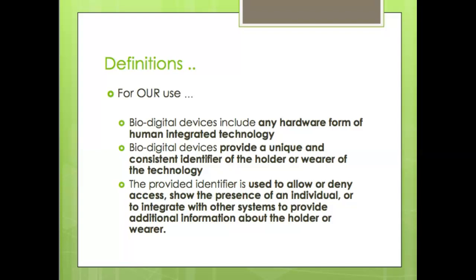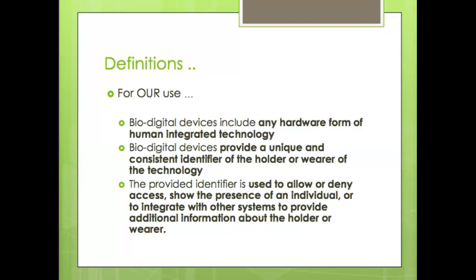Biodigital devices provide a unique and consistent identifier of the holder or wearer of the technology. So everyone's biodigital device must be able to tell you one person from another, and it must also be consistent. So it can't tell you that's Brian 1 minute and then come back with some other reading the next. It has to be consistent, okay? And it's used to allow or deny access, show the presence of an individual, or integrate with another system to provide additional information about the holder or wearer.